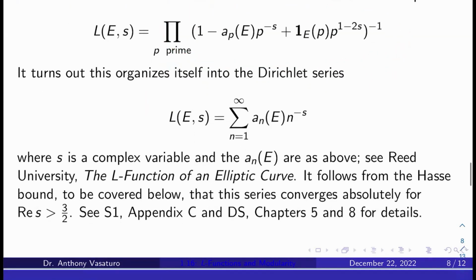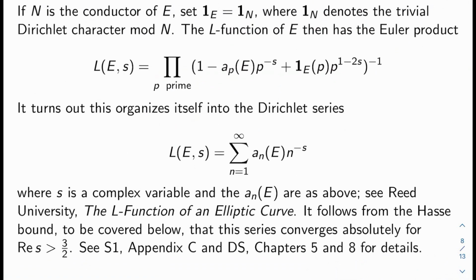This organizes itself into the Dirichlet series L(E, s) equals the sum from n equals 1 to infinity of a_n(E) times n to the negative s. So in other words, you get nothing but the Dirichlet series with coefficients, the a_n(E)'s that we defined on the first slide. And s is just a complex variable here.